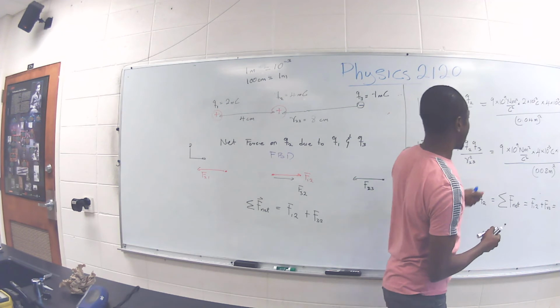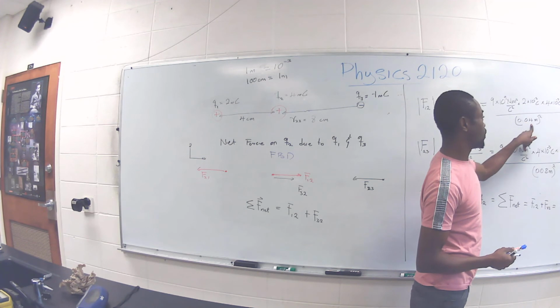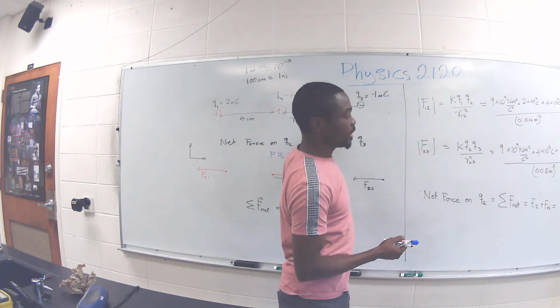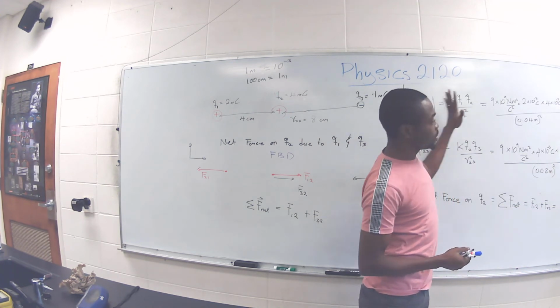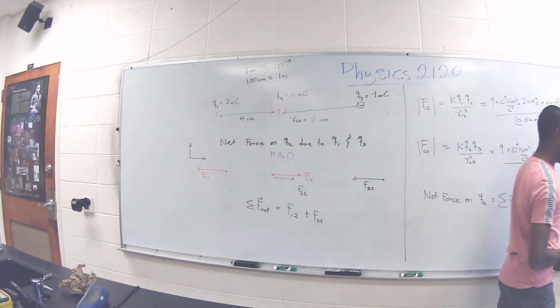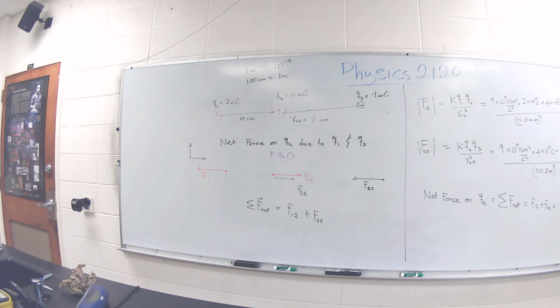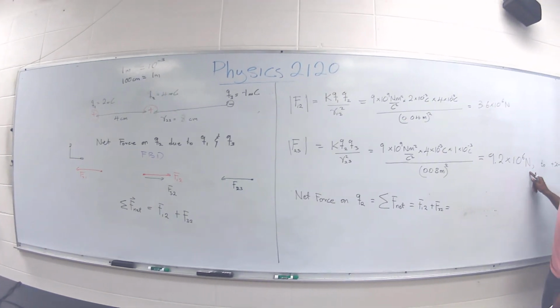So when we change 4 centimeters into meters, we have 0.04 meters. The same thing applies to 8 centimeters: you will have 0.08 meters. When you substitute all your values into Coulomb's law, you have the magnitude of the force F1 of 2 to be 3.6 times 10 to the power 6 newtons, and F3 of 2 is 5.6 times 10 to the power 5 newtons.